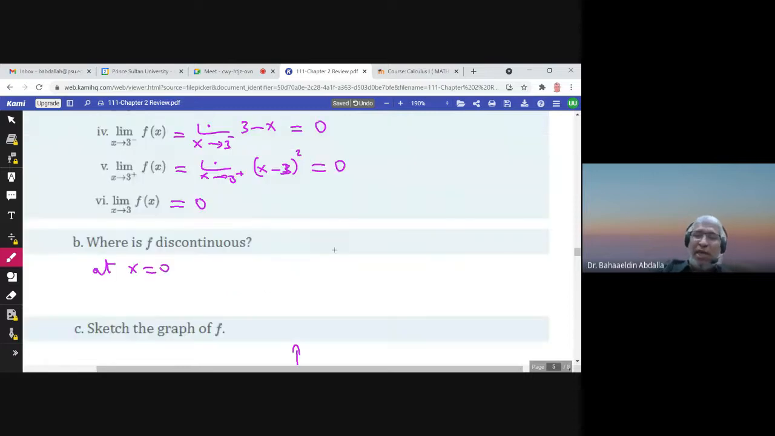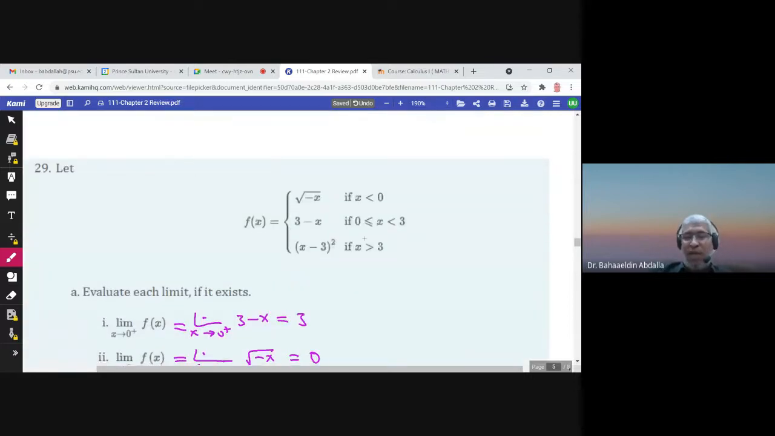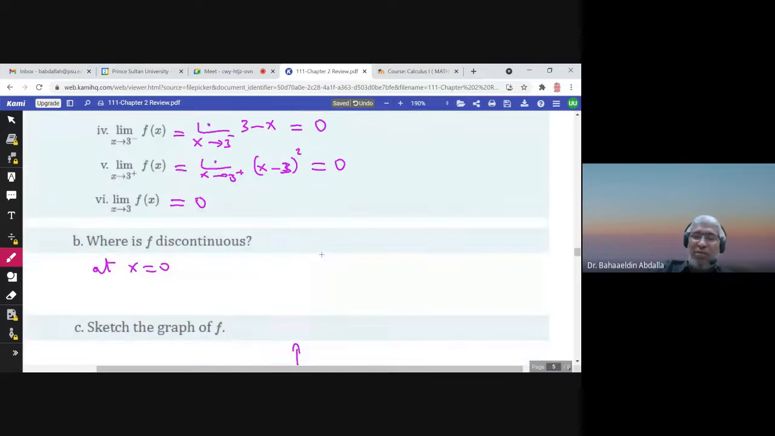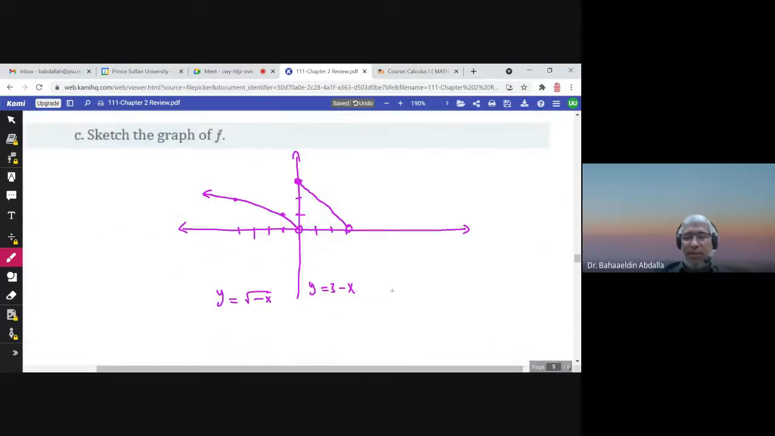Greater than 3, I have to sketch this function, x minus 3 all squared. And I know that this is a parabola similar to x squared shifted 3 units to the right. So the graph is like this. If you replace x by 3, it would be 0. So now I close this one because it's with the parabola. And at 4, it is 1. And I have the graph of the parabola.